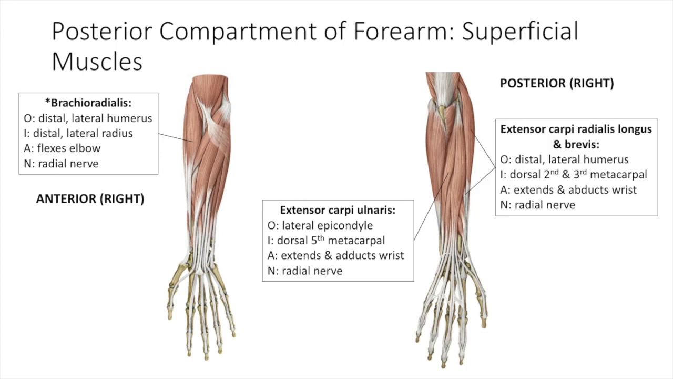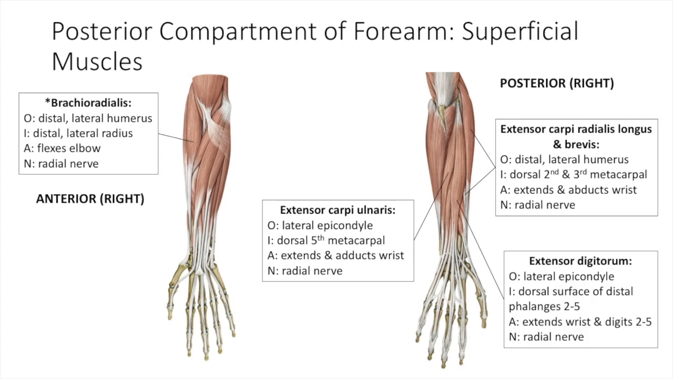Next, we have extensor carpi radialis longus and brevis. These are two muscles that both originate on the distal lateral humerus and insert on the dorsal second and third metacarpal. And as you can tell by the name, the longus is just slightly longer than the brevis, but they run along with each other.